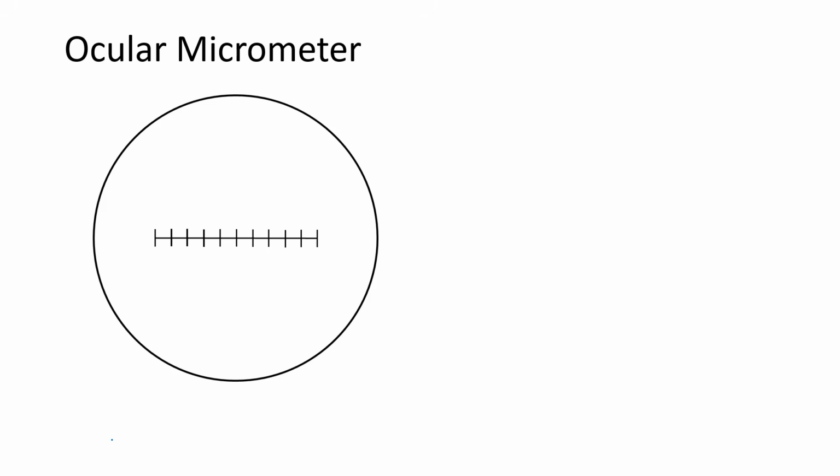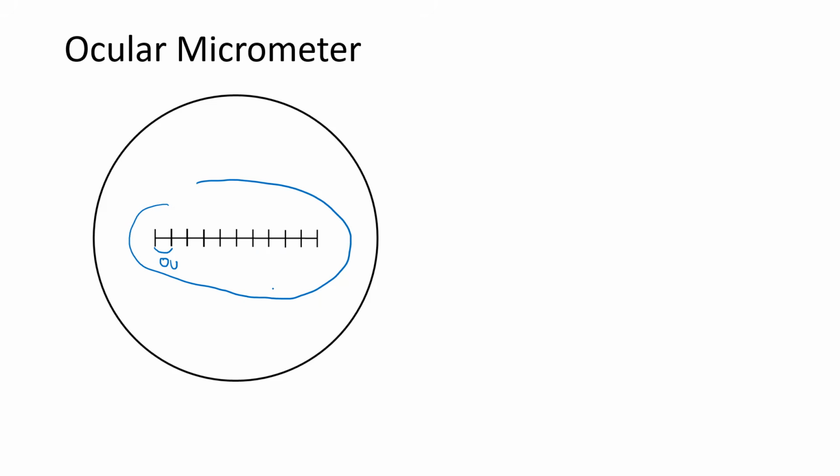So when we're using a microscope, if we look in the ocular or eyepiece, we would see an ocular micrometer. This is this thing here, and each of these spaces, these tick marks, like here's one, is called an ocular unit. This particular ocular micrometer in this picture has 10 ocular units if you were to count them.